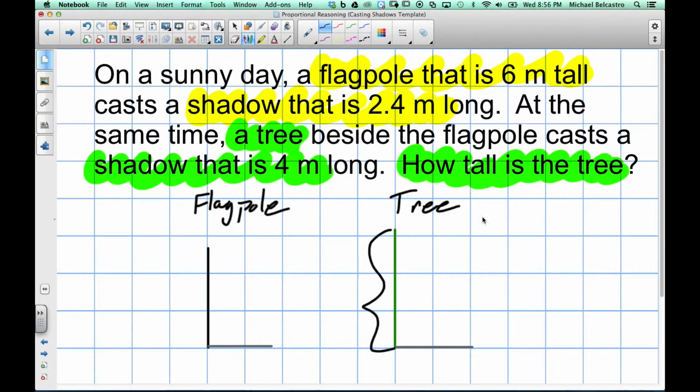So the height of the tree, how tall is that tree? That's our unknown. The length of its shadow was 4 meters. The height of the flagpole was 6 meters. And the length of the flagpole shadow was 2.4 meters.